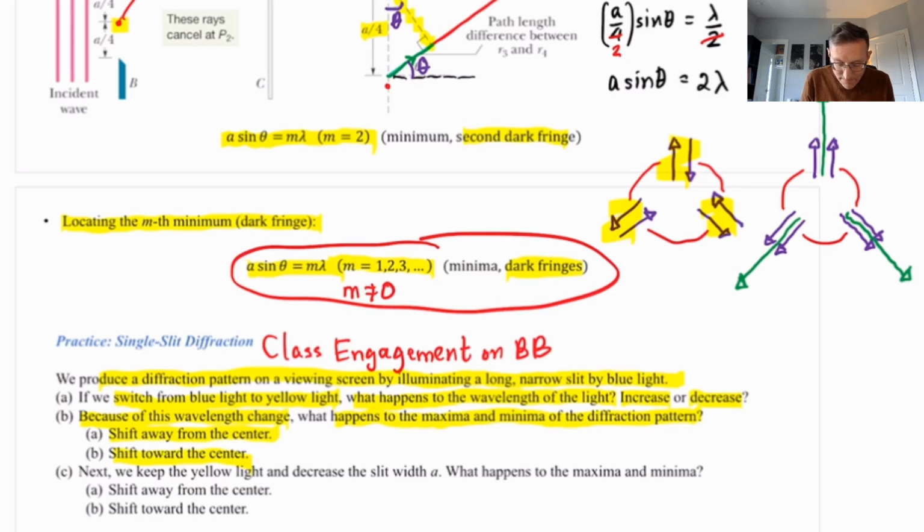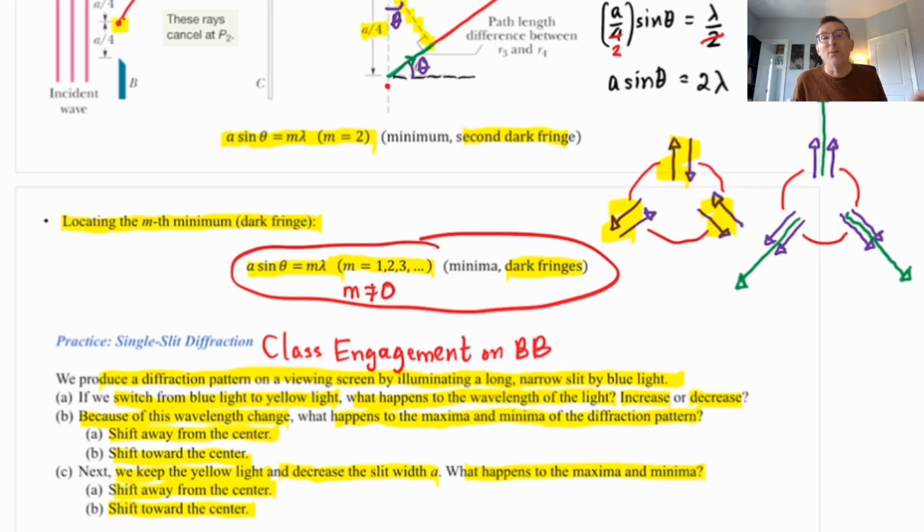Lastly, keep the yellow light there, illuminating the slit, but decrease the width, a, make it smaller. There are such things as adjustable slits. Make the slit width a even smaller. Now what happens to the maxima and the minima of the diffraction pattern on the viewing screen? Do they shift away from the center or towards? Those are the questions that you answer on Blackboard.